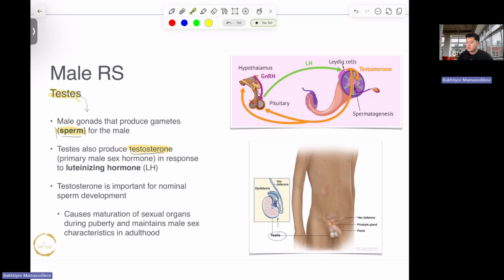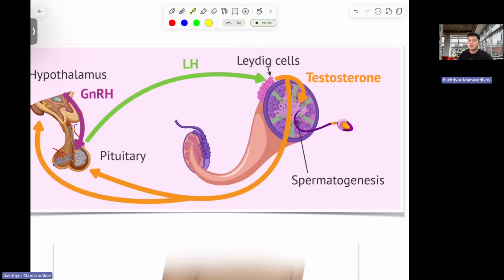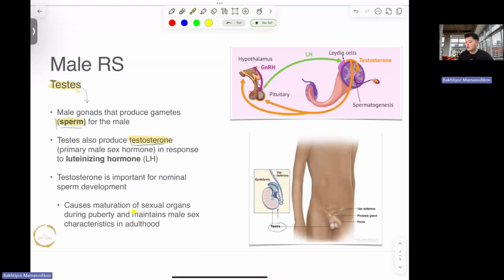This is important. Testosterone is important for normal sperm development. Without good quality testosterone, there won't be good quality sperm cells. It causes maturation of the sexual organs. The function of testosterone is maturation of the sexual organs during puberty, and it maintains male sexual characteristics in adulthood. So big muscle mass, wide shoulders, and also hairs, facial hairs in the skin, all of them are because of the testosterone in the males. I hope you understood this.